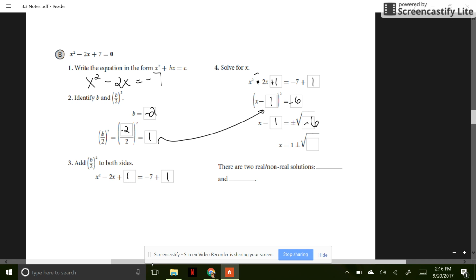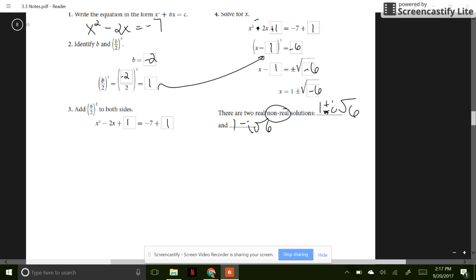Moving over that 1 to the other side, we get x is 1 plus or minus the square root of negative 6. Now you'll notice we should have non-real solutions. 1 plus i root 6 and 1 minus i root 6 are going to be our two solutions.